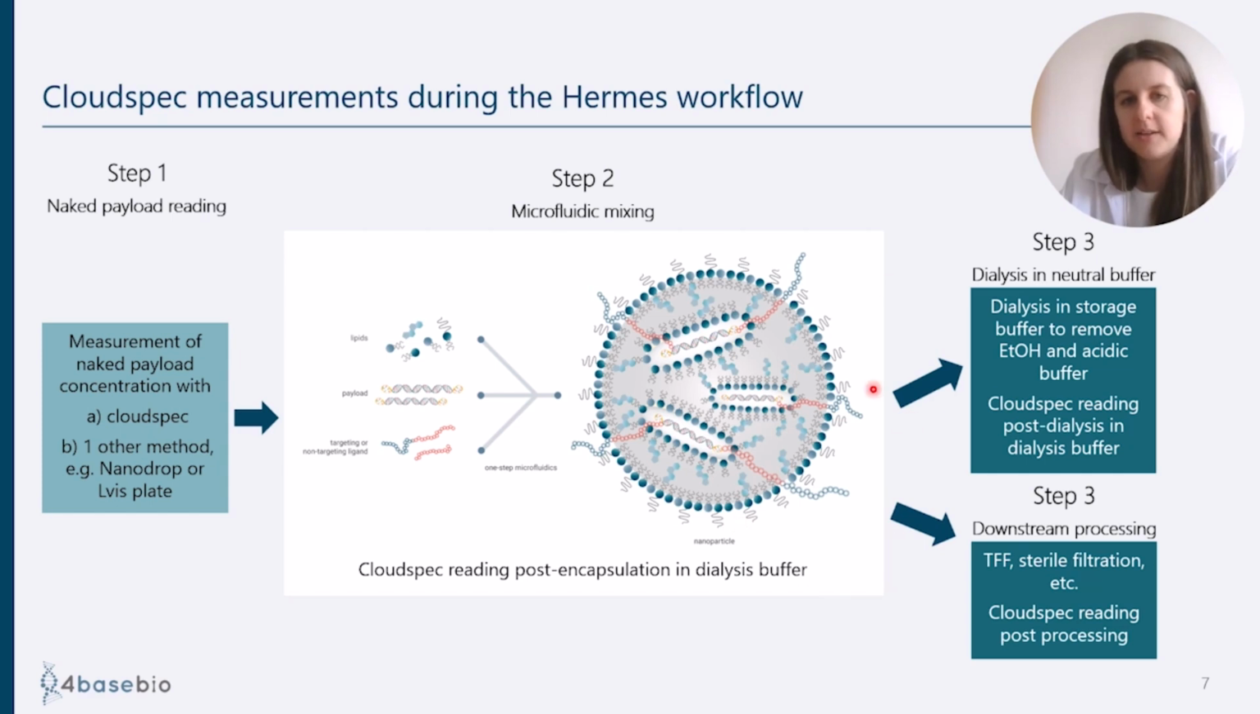We then take that nanoparticle through to normal downstream processing steps, for example, dialysis in the neutral buffer, after which, again, we'll take another reading. And then, of course, if we do any other processing, such as TFF or sterile filtration, we'll take another measurement here so we can get an idea of yield of the nanoparticle.